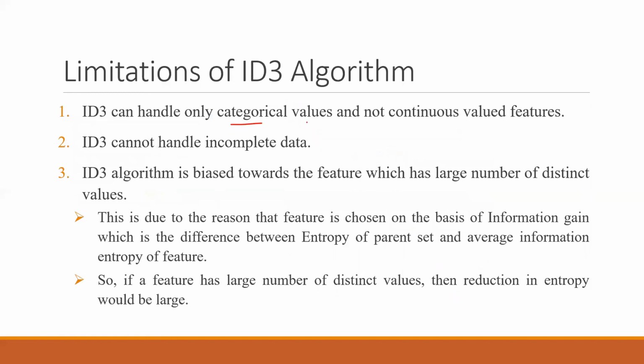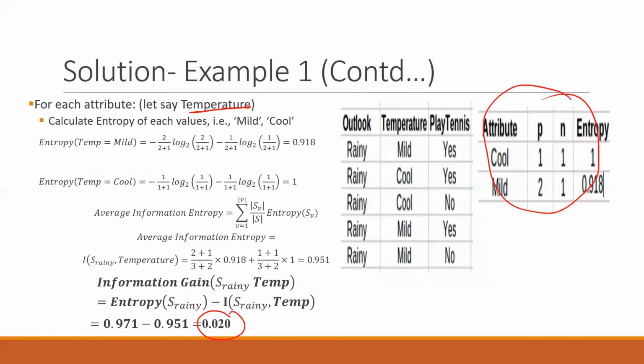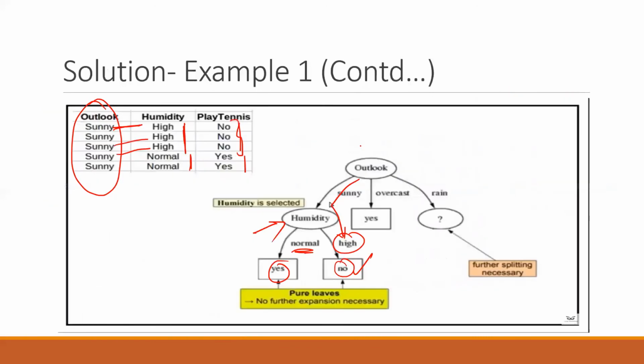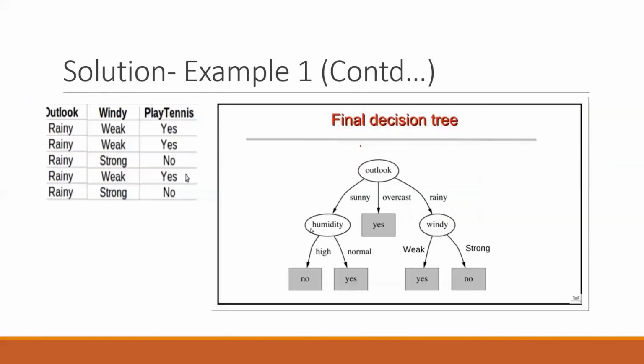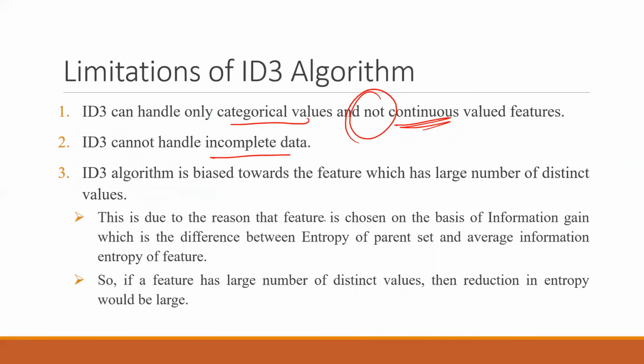ID3 can handle only categorical values and not continuous values. It is only for classification, not for regression. ID3 cannot handle incomplete data. If there are missing values, it will not be able to handle them, because we are very much dependent on calculating all the values every time we make a decision based on the table. We have to use all the values within the table. So if there are missing values, ID3 cannot be used.